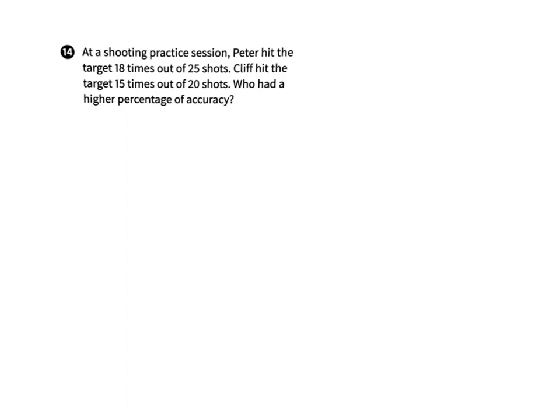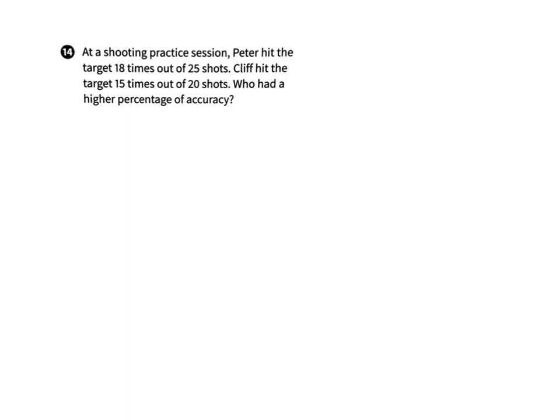Question number 14. In this question, we have Peter who hit the target and Cliff who hit the targets. But notice one is 18 out of 25 shots, another one is 15 out of 20 shots. The base values are different. So in order to compare who has a higher percentage of accuracy, I need to convert both of them to percentages. Then you'll probably expect me to tell you the next part: we will need to write statements for comparison. So we'll have to be a little bit more hardworking in this question.